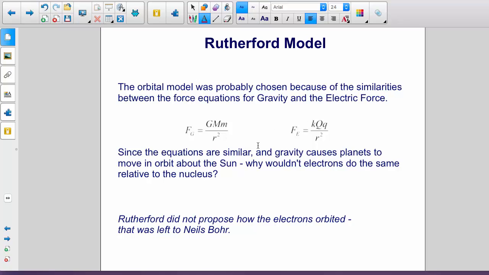You're familiar with both of these. Since the equations are similar, that is, they are inverse square laws and depend on products of properties of the objects, and gravity causes planets to move in an orbit around the sun, why wouldn't electrons do the same relative to the nucleus? Well, Rutherford didn't propose how the electrons orbited. That was left to Niels Bohr.